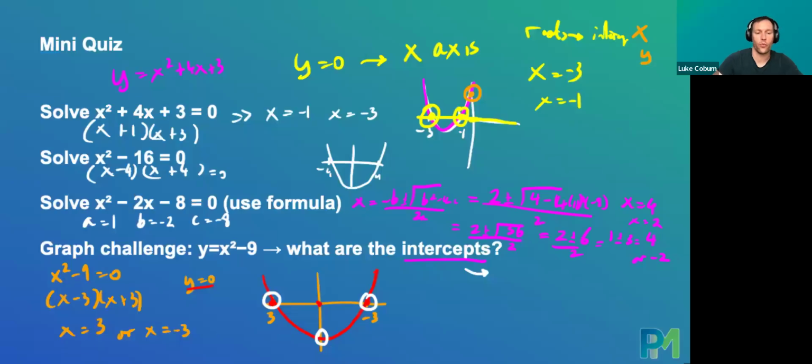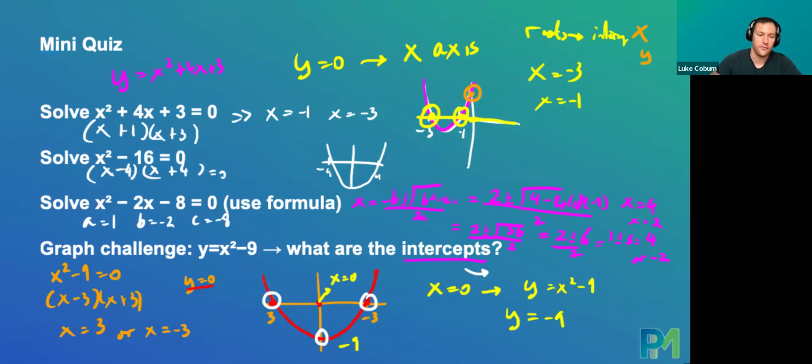Okay, what's the intercept with the y-axis? Well, that corresponds to when x is equal to 0. So x is equal to 0. What value of y does that give? Well, y is equal to x squared minus 9. If we put a 0 into that function, y is just simply equal to minus 9. So that's at minus 9.